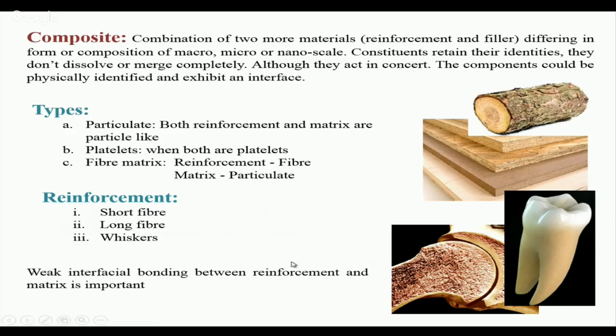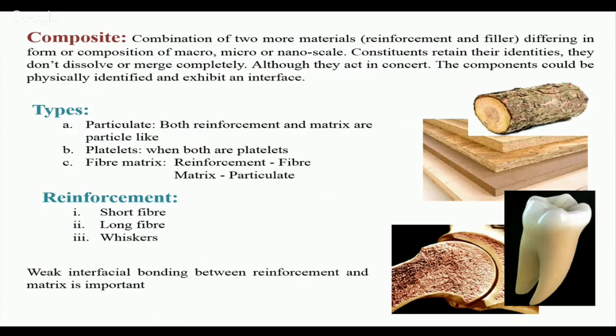And we have another class of materials called composite. As we know, in case of composites, we have two phases. One is called reinforcement and another is called filler or matrix. Reinforcement can be of different types, but when these two phases are forming the composites, they do not react to each other, they maintain their individual grain boundaries, and they maintain their identities, but they do not completely merge or dissolve.